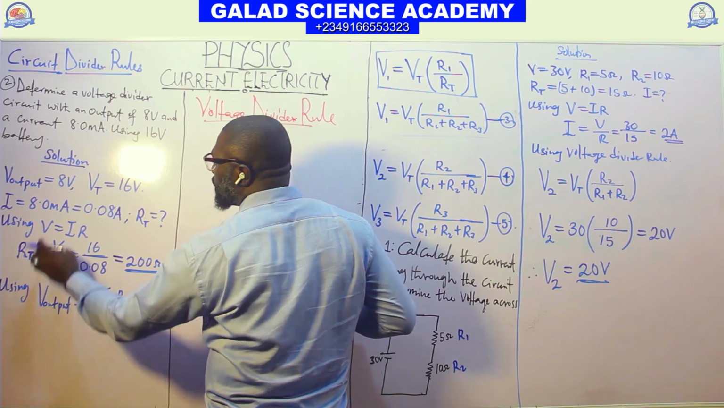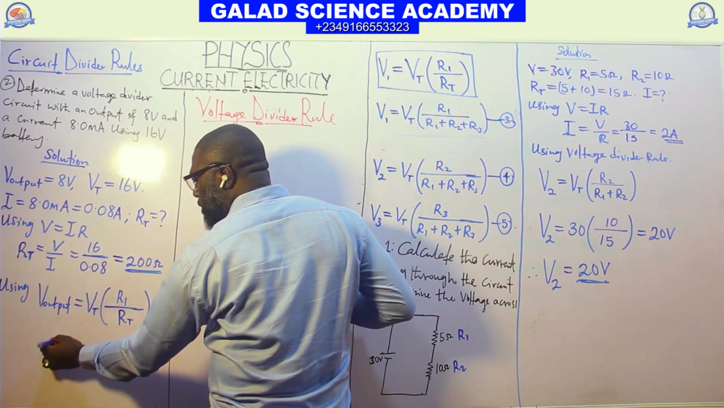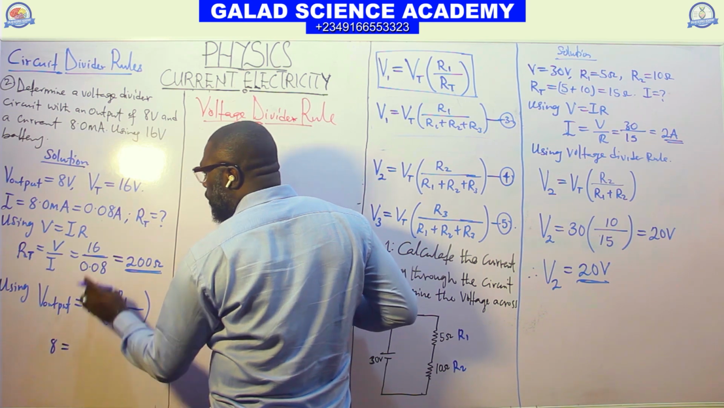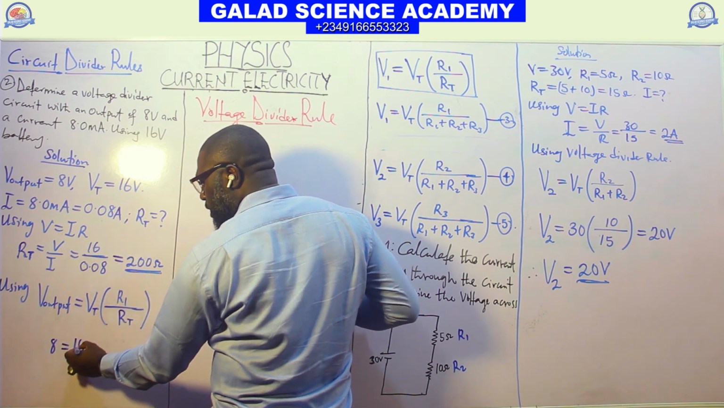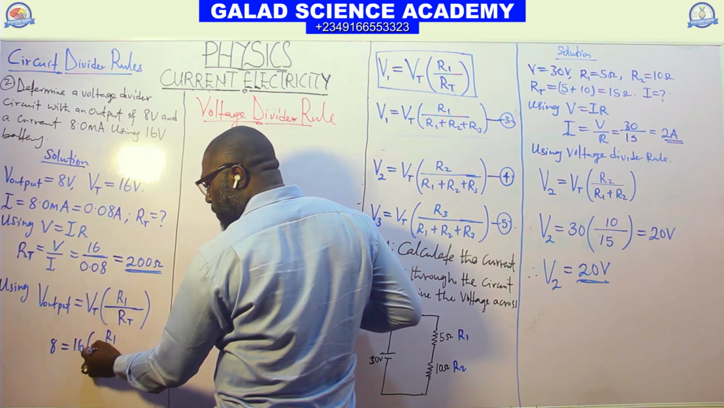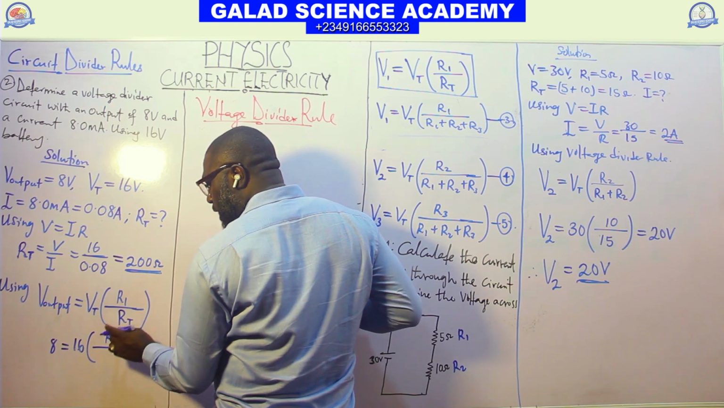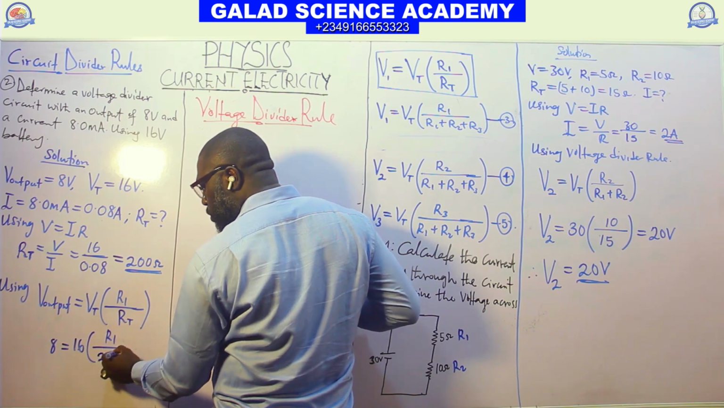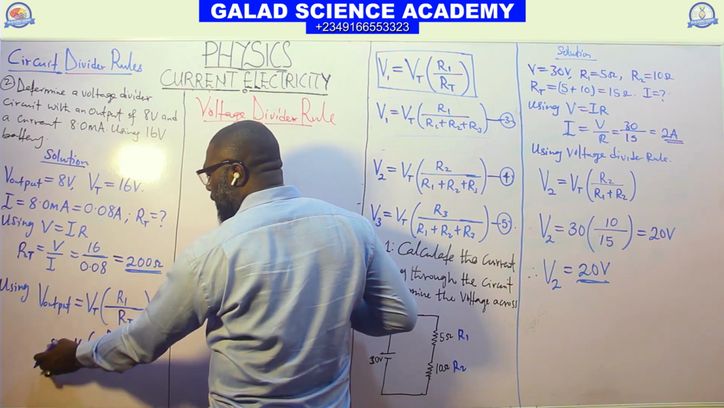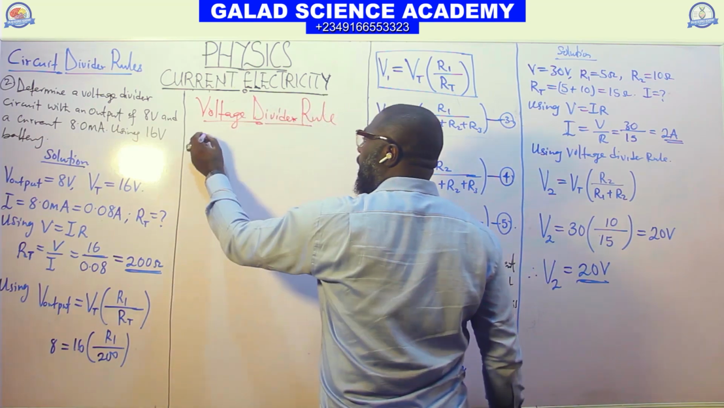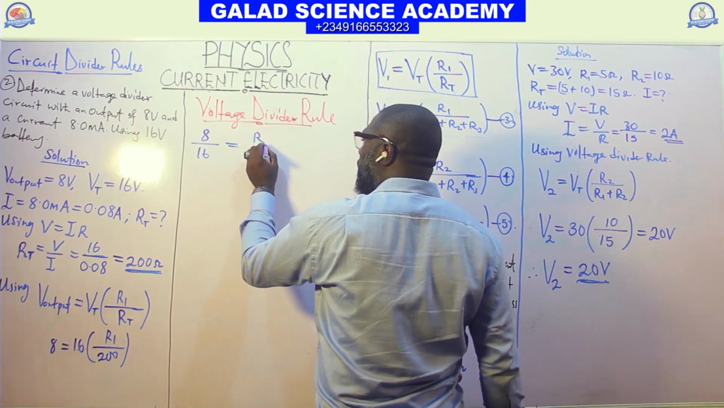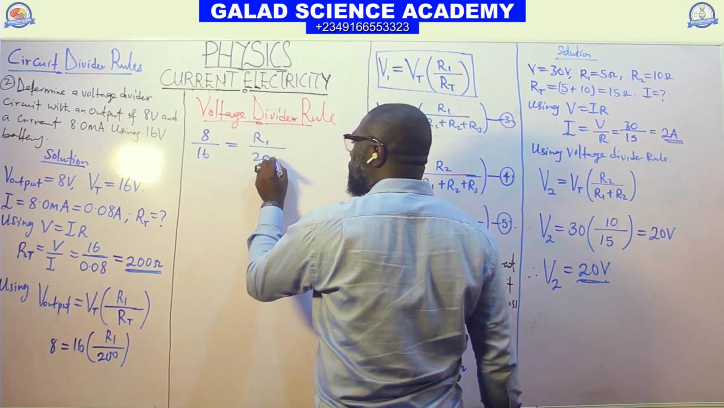What is the output voltage? Output is 8 volts. Good. V total is 16. Then the R1, this is what we are looking for, over 200. So by doing that, take this to the other side. We have 8 over 16 will be equal to R1 over 200.